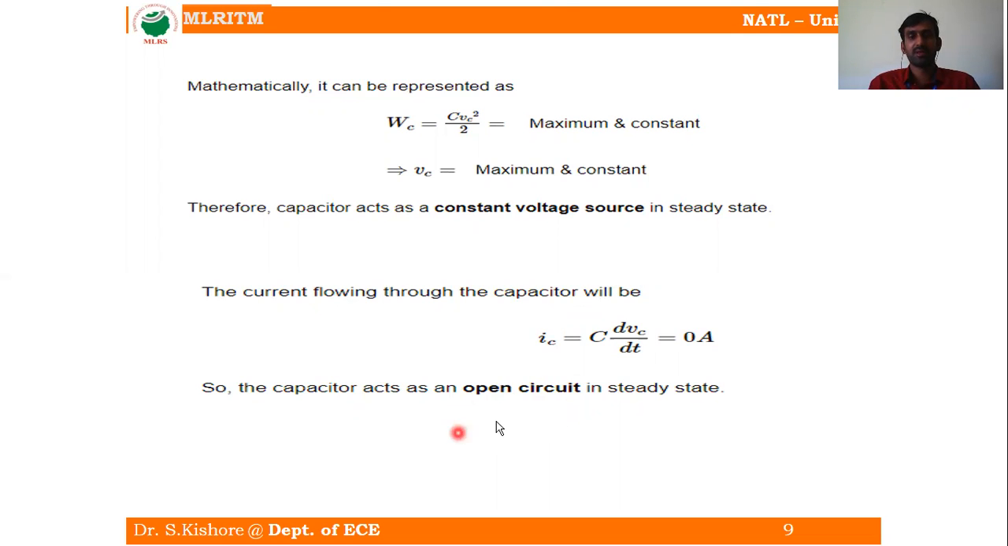There is no use of the element. That is the reason why the capacitor is going to act as an open circuit in the steady state, right?